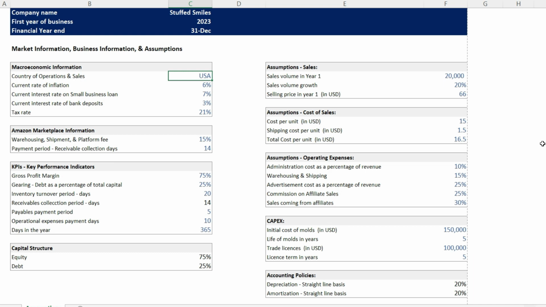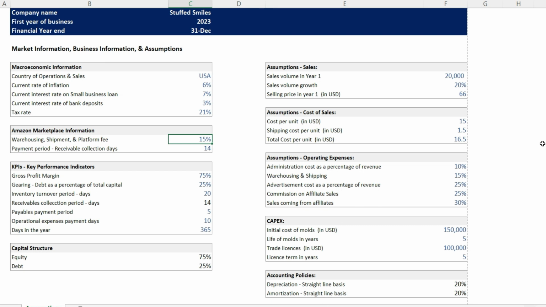This information basically relates to the country where we are operating, and our country of operations and sales is the USA. Current rate of inflation in the USA is 6%. The current interest rate on a small business loan, I mean if we borrow money from the bank, we are going to bear this interest rate, that is 7%. And the current interest rate on bank deposits, so if we have money deposited in a savings account, we will be earning a 3% interest rate on that. And the tax rate on small businesses in the USA is 21%.